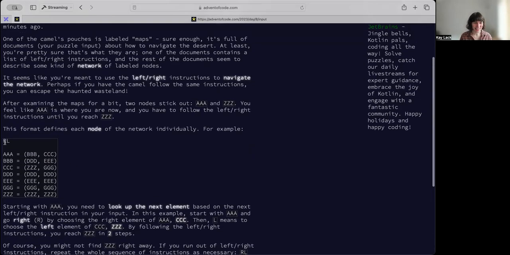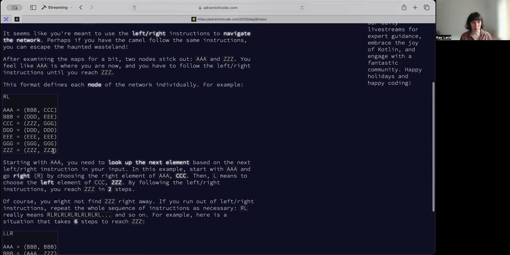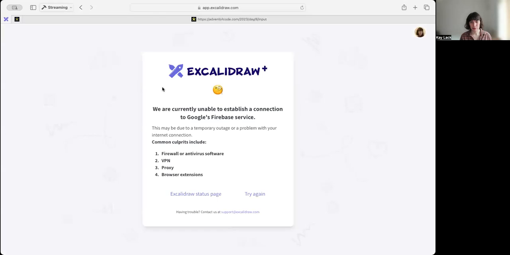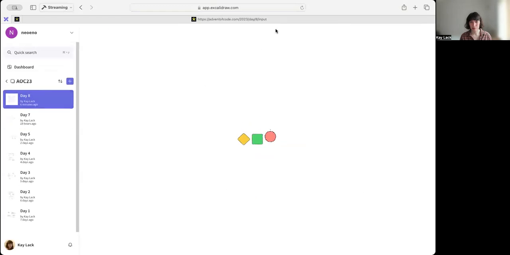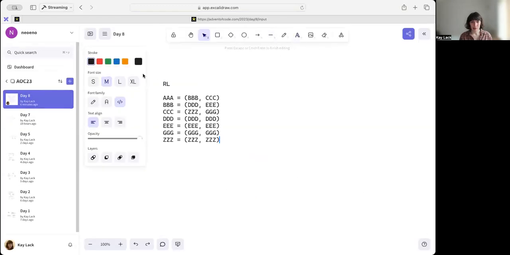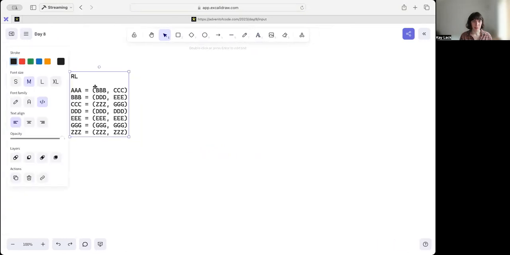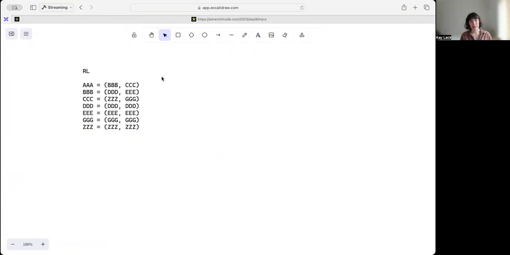All right, so we have here what I believe to be a graph problem. Now there are a few ways you could think about solving this. And there is what I believe to be a correct way.